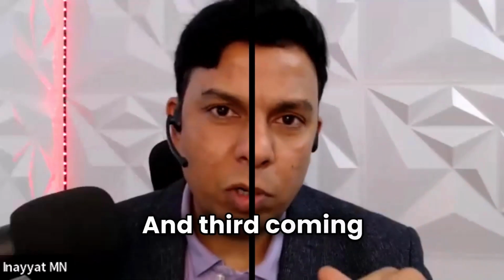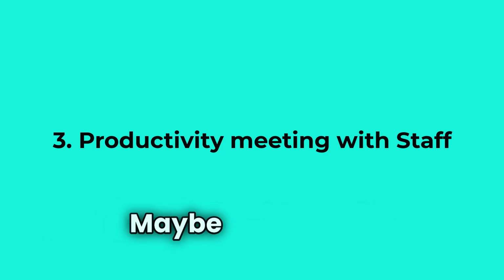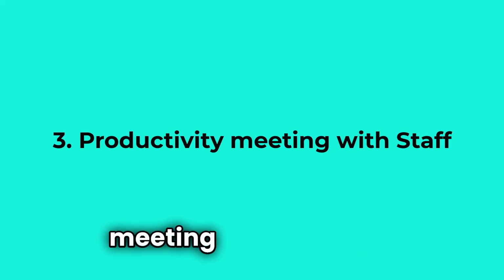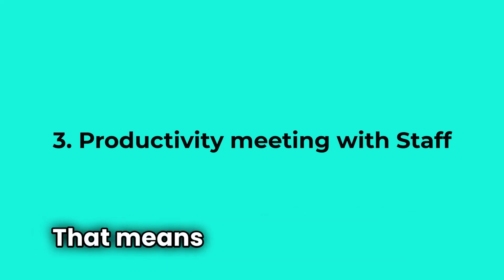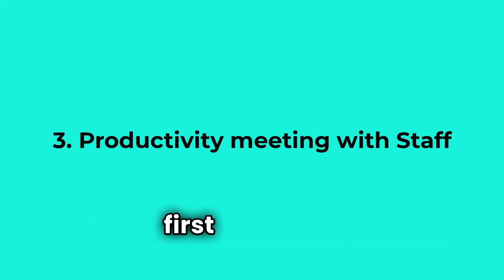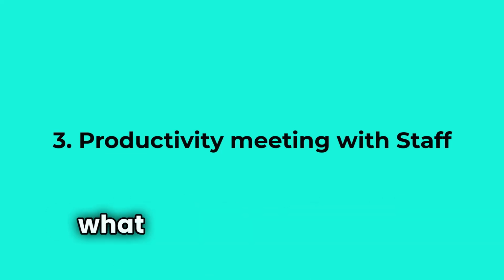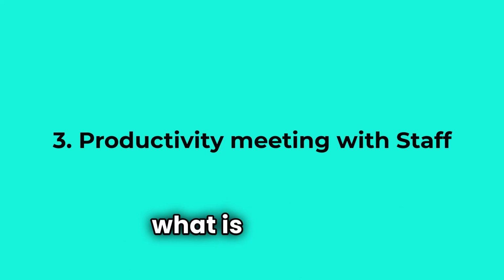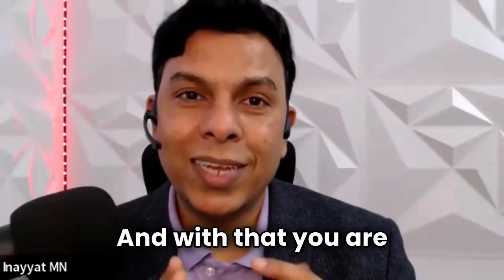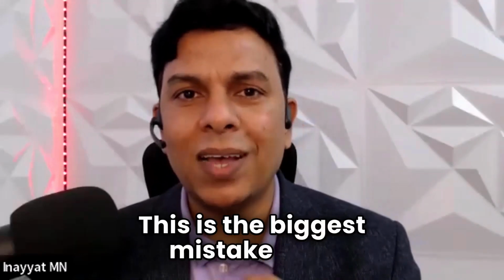And third, coming to the third point, maybe having a production meeting with the staff. What does that mean? That means you may have one receptionist, at least one, or maybe you have multiple. It's very necessary that you spend the first 15 to 20 minutes every morning to discuss what happened and what is planned today and what is planned for tomorrow as well. With that, you are setting the goals and the expectations for the staff, so that they can work towards your goals. And this is the biggest mistake I see most dentists make.